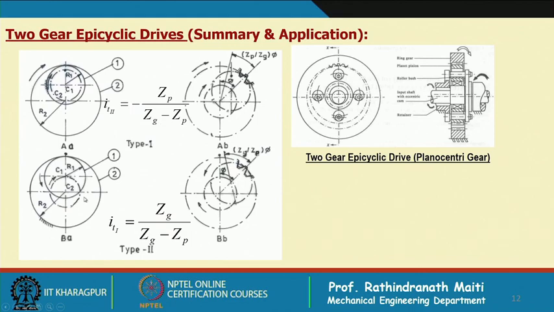Sorry, this one will come here; this is for 2, this is the motion 2 and this is motion 1. So, this is the transmission ratio of 1. The 1 stands for type 1, 2 stands for type 2. So, we have misplaced this one.